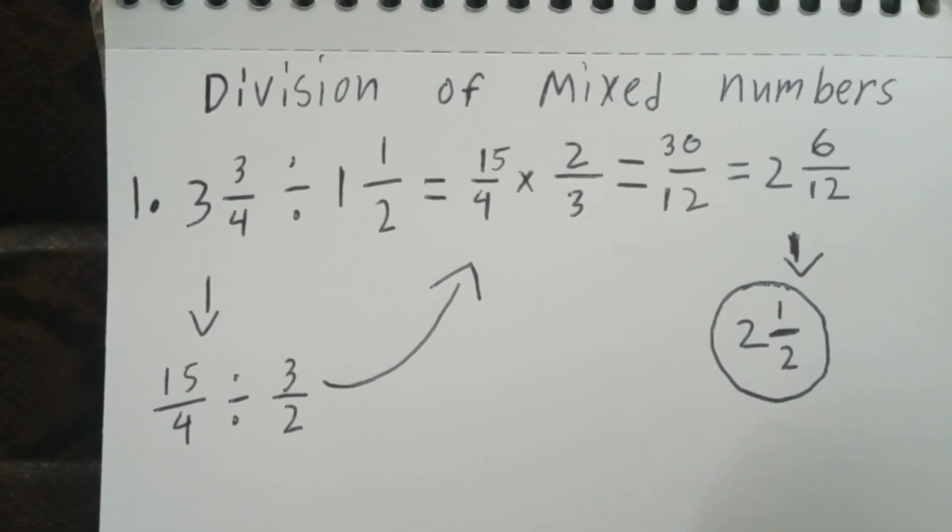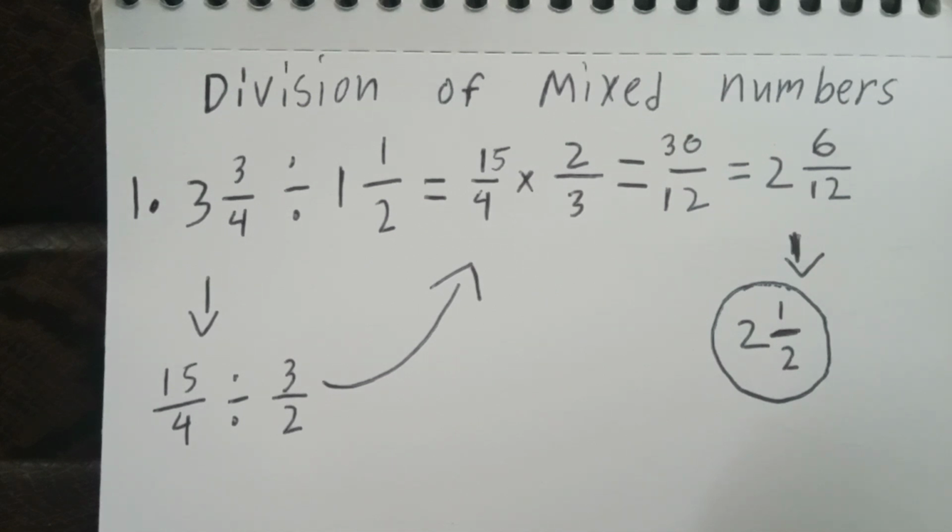And now for our third and last topic, we have division of mixed numbers. So let's start with our given. 3 and 3 over 4 divided by 1 and 1/2. So our first step here is to turn these mixed numbers into fractions, which will give us 15 over 4 divided by 3 over 2. And then now we have to apply the three steps, which is keep, switch, and flip.